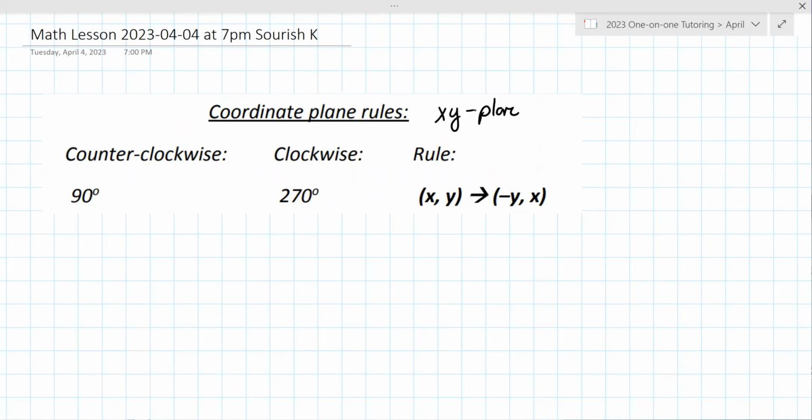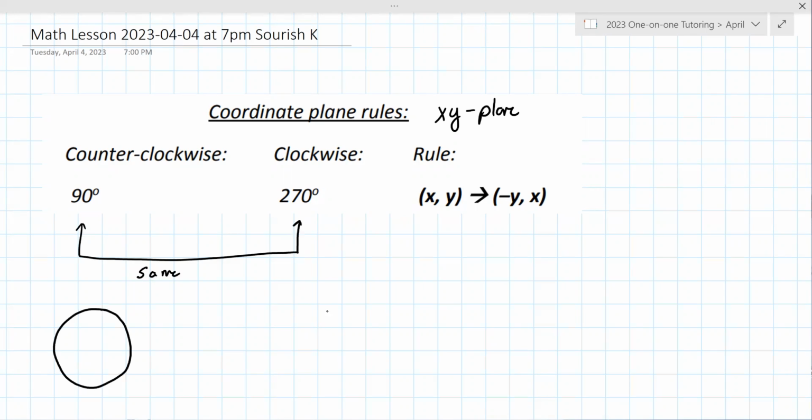Okay, normal XY plane stuff like you've been doing. These rules, counterclockwise 90 degrees and clockwise 270, they mean exactly the same thing. These are actually the same. Okay. So visually, let's talk about what that means visually.